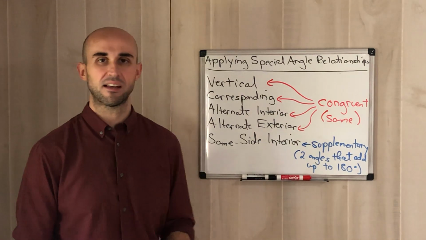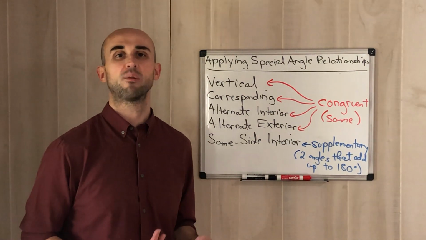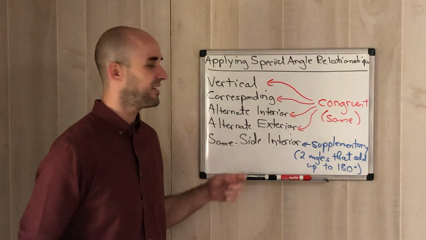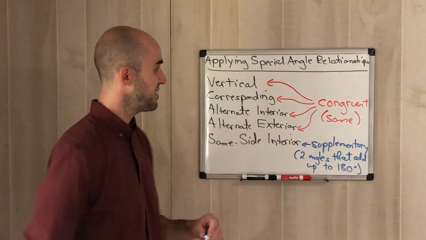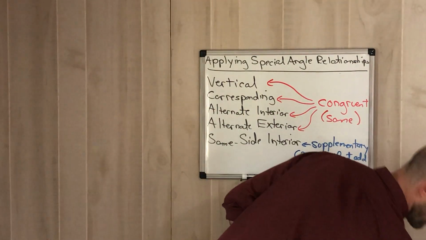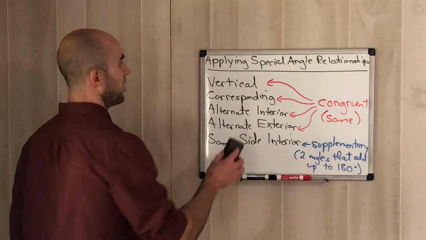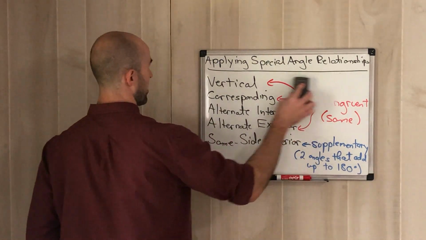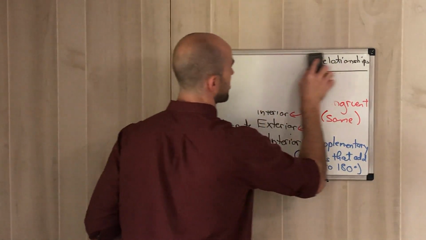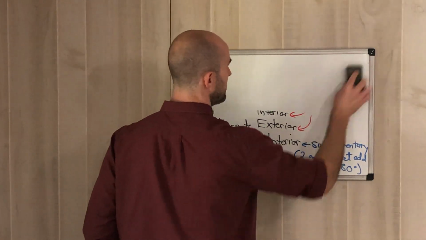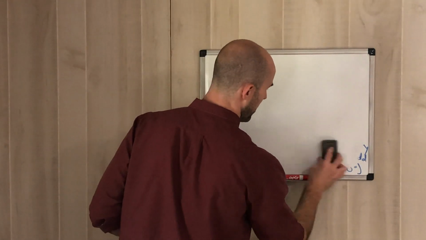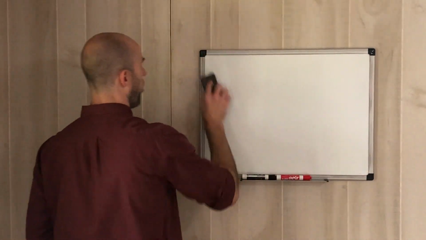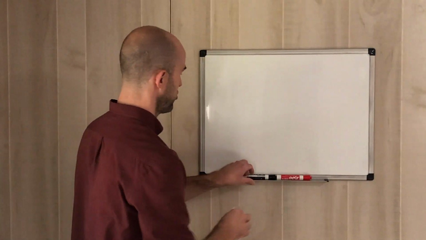Everything else is going to be exactly the same. So whenever you're analyzing which is the only different angle relationship, it's same side interior because it's the only one that has to add up to 180 degrees. Everything else is going to be the same. But all of this is only true when one certain thing happens with the lines, which I'm going to show you. So again, the first thing I want you to realize is that vertical, corresponding, alternate interior, and alternate exterior are all always going to be the same. The only one that's different is same side interior, which always adds up to 180.